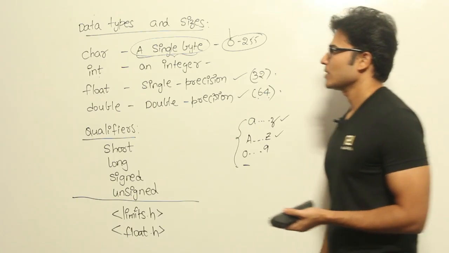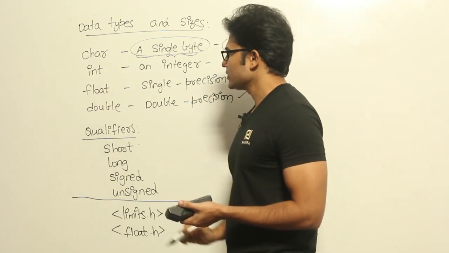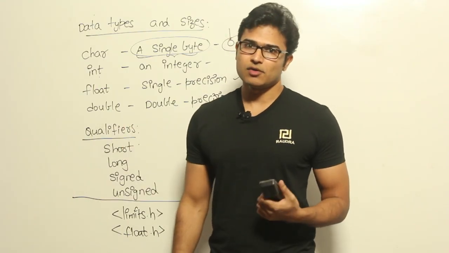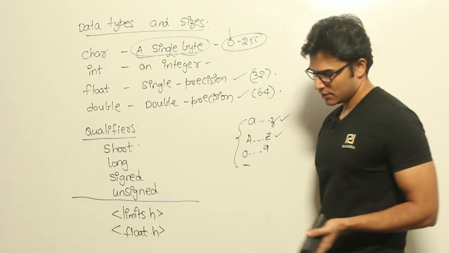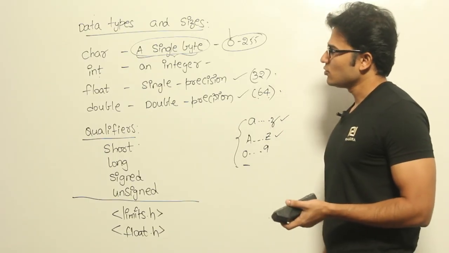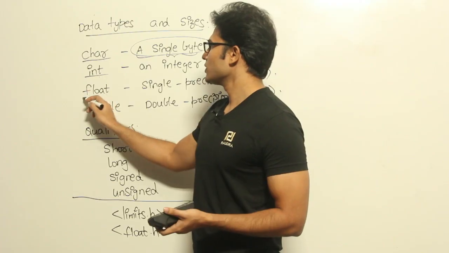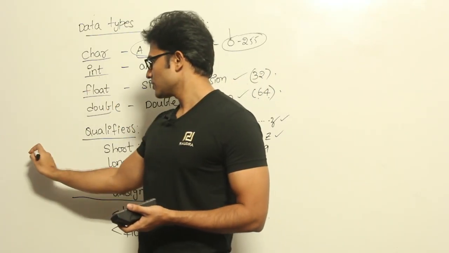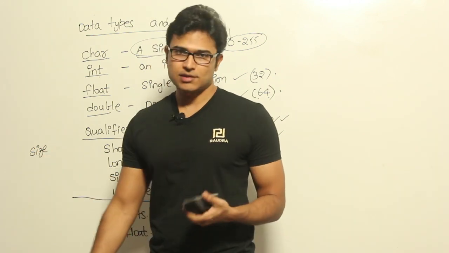Okay, now apart from this, if you add these quantifiers, then the sizes can vary depending on the machine you are working on. Again, it is implementation dependent, right? So there is nothing like a constant here. Now if you want to know exactly on your machine what the size of char, int, float and double is, you can use an operator sizeof. So C has an operator called sizeof, just like plus, minus and star.